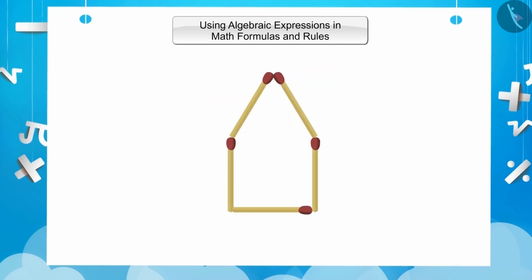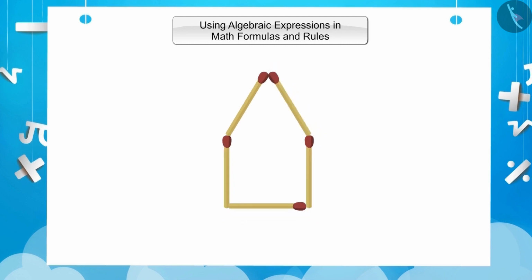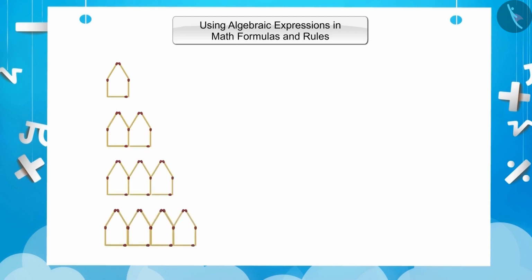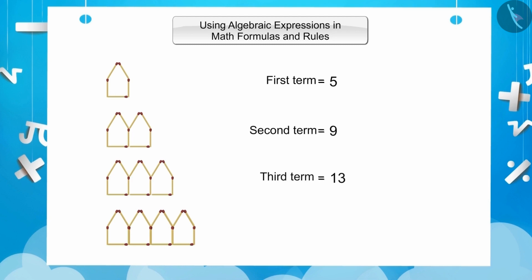As you can see here, the first shape is in the form of a heart made of 5 matchsticks. By adding 4 matchsticks to it, we can get 2 hearts. Similarly, on adding 4 more matchsticks to it, we can create another heart like this. There are 5 matchsticks in the first heart, 9 in the second, 13 in the third, and 17 in the fourth. If we consider the number of matchsticks here as one term, the first term will be 5, the second term will be 9, the third term will be 13, and the fourth term will be 17.